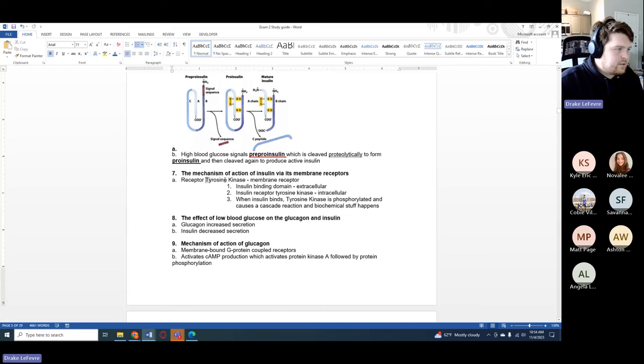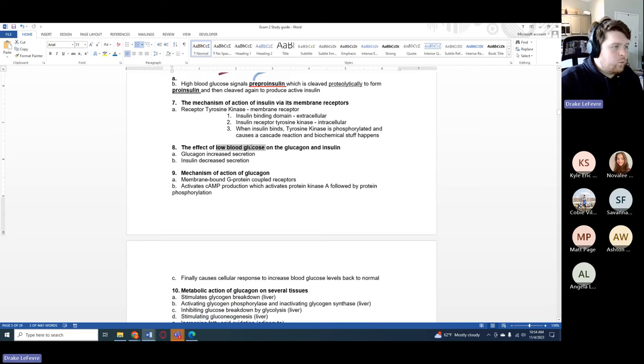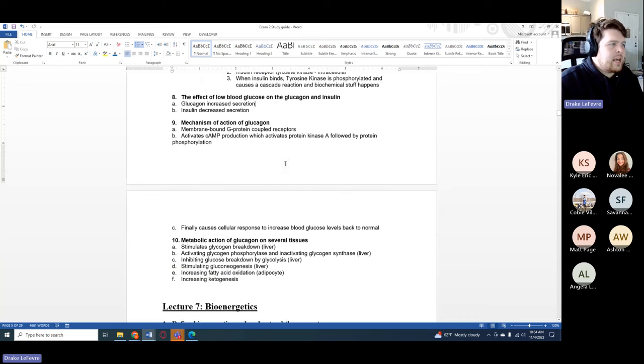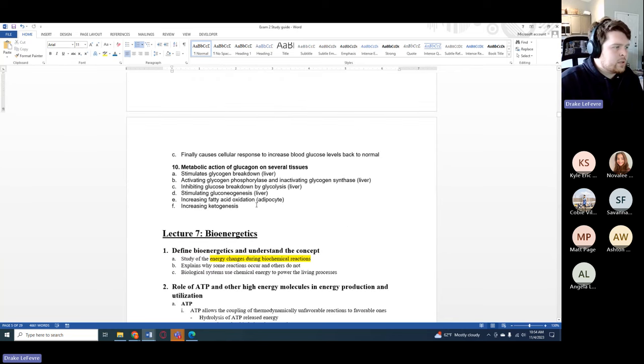The tyrosine kinase receptor, we already talked about that. The way he could also ask these questions, instead of asking increase or decrease of blood glucose, he can talk about low or high blood glucose, or he can give you a situation of you just ate a whole bunch of food or you haven't eaten in so long, what's occurring in the body.